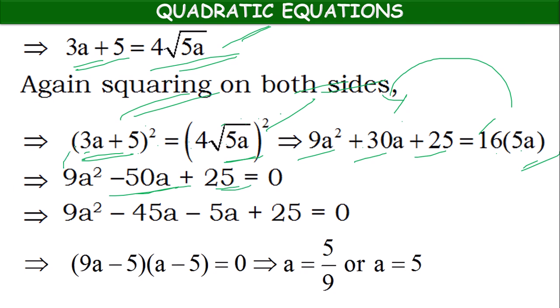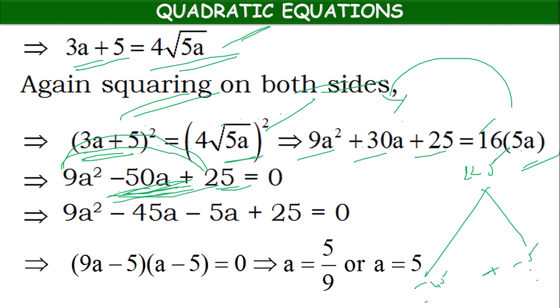Now this AC value, 9 into 25, 225, is to be resolved into two terms such that the sum equals the middle number. We can write it as 45 into 5, which sums to minus 50. So minus 45 and minus 5. Product equals plus 225, sum equals minus 50. So splitting the middle term: one method of finding the solution is by splitting the middle term.